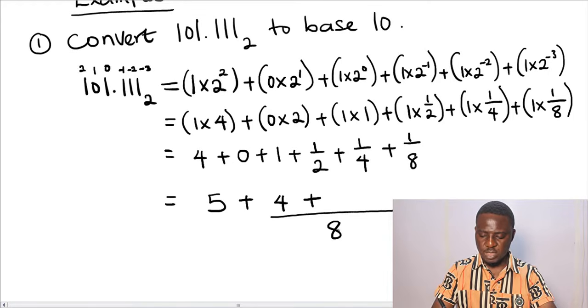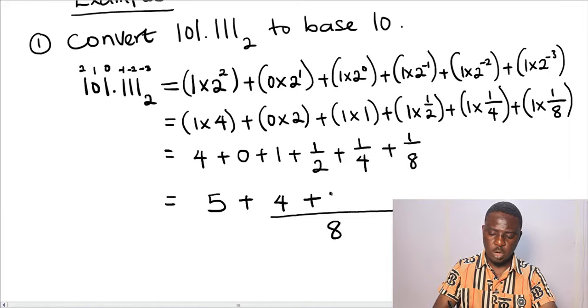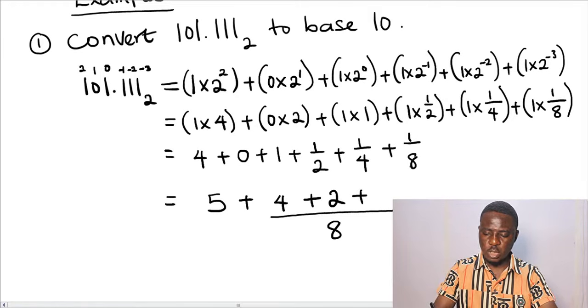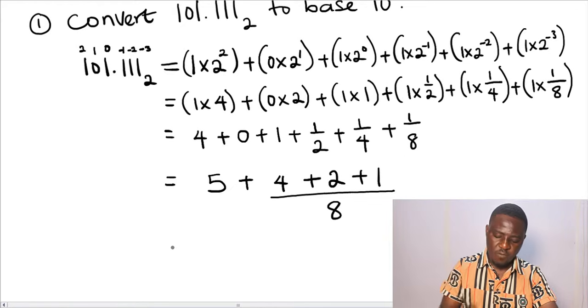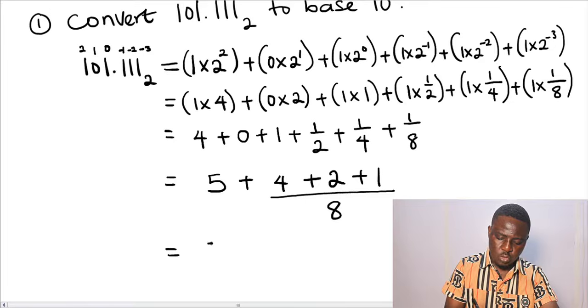I'll also do the same for the second fraction by saying 8 divided by 4 is 2. 2 times 1 is 2. Plus, do the same to the last. 8 into 8 is 1. 1 times 1 is 1. Simplify further. This is equal to 5 plus.